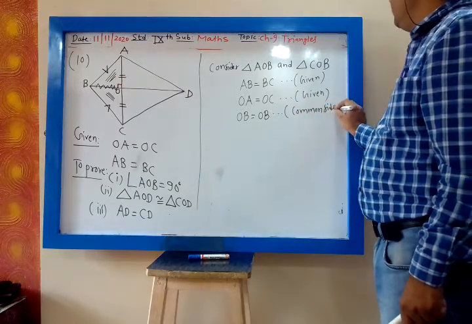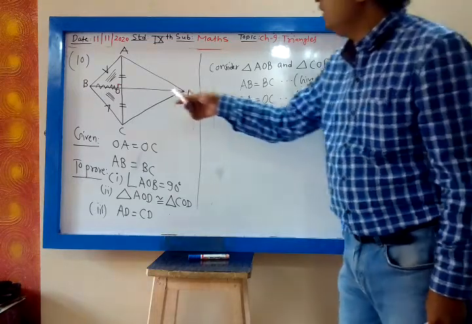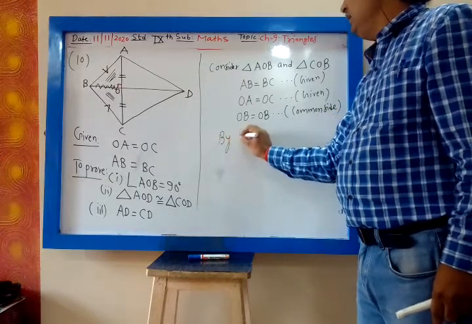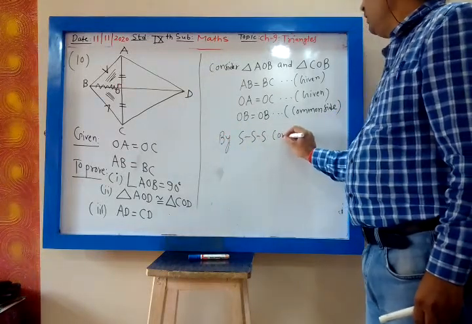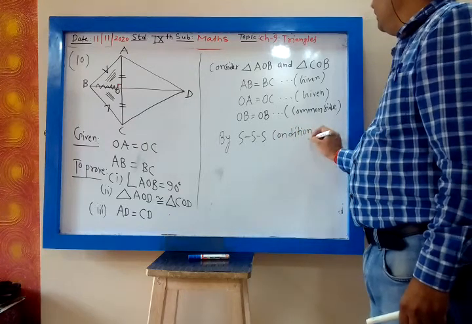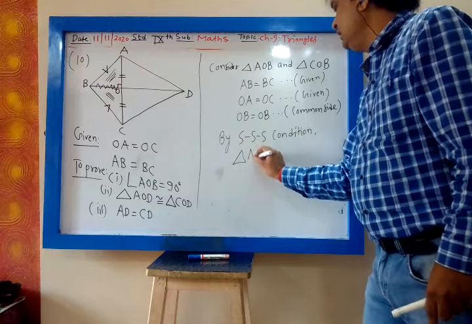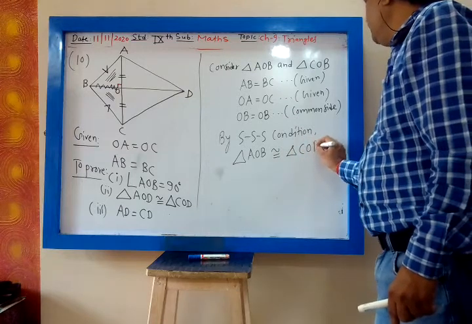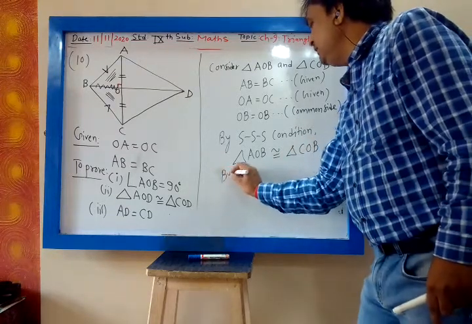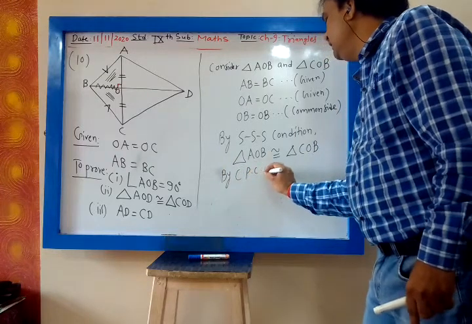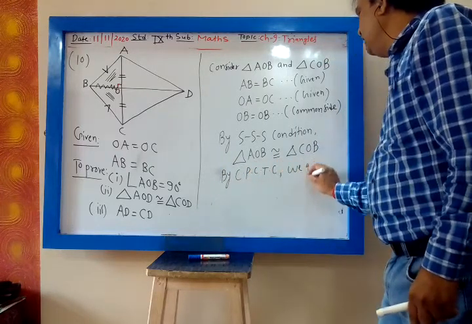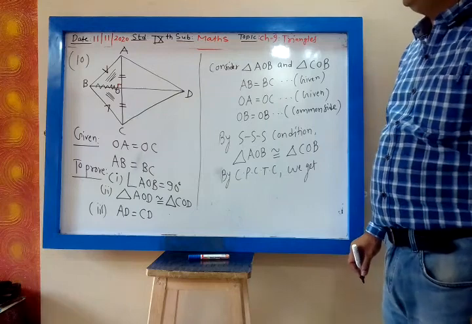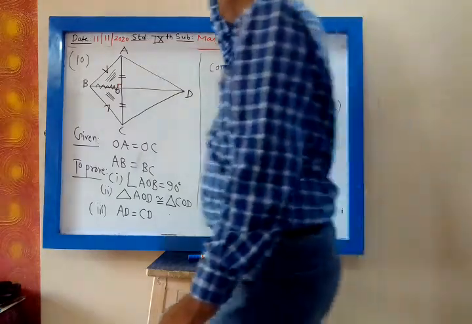So now all the three sides are equal. So by which condition of congruency? Side, side, side. Yes. So by SSS condition, the given two triangles are congruent. By the SSS condition, triangle AOB is congruent to triangle COB. So when two triangles are congruent, we apply CPCTC. By CPCTC, the corresponding sides are equal and angles are equal. So what will you get by CPCTC? Yes, what will you get? Now all the three sides are equal.